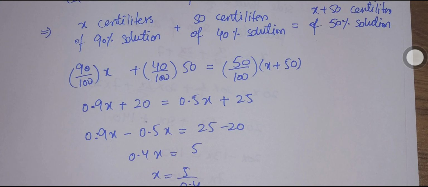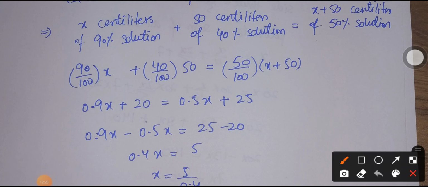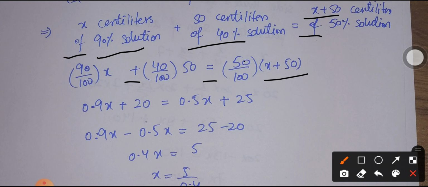And how can we convert it? x centiliters of means I'm going to multiply it with 90%. 90% means I have to remove the percentage, so I'm going to divide it by 100. So 90 by 100 into x. This is how we can remove the percentage. That is, simply divide the number by 100, and if we want to insert the percentage, then we will multiply it with 100. So plus 50 centiliters of 40% solution, so I will multiply 50 with 40 by 100, will be equal to x plus 50, as it is of means multiply with 50%, that is 50 by 100.